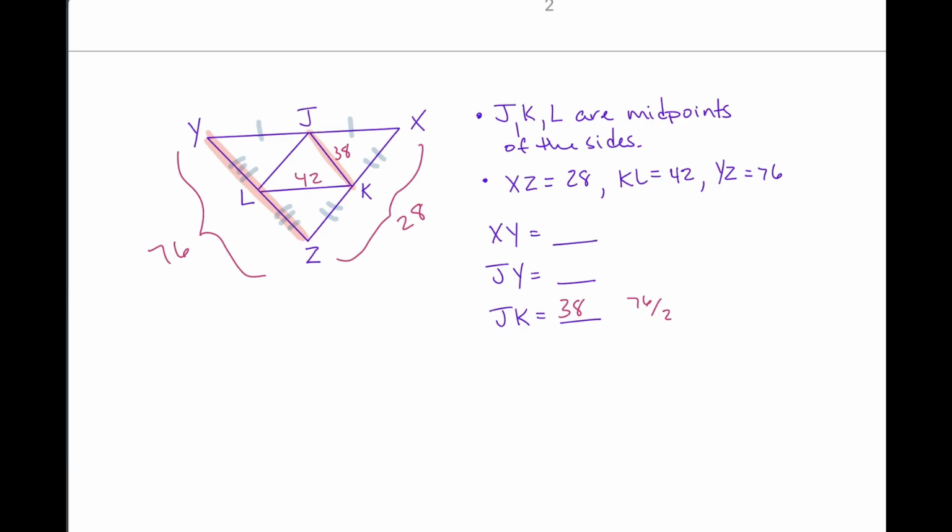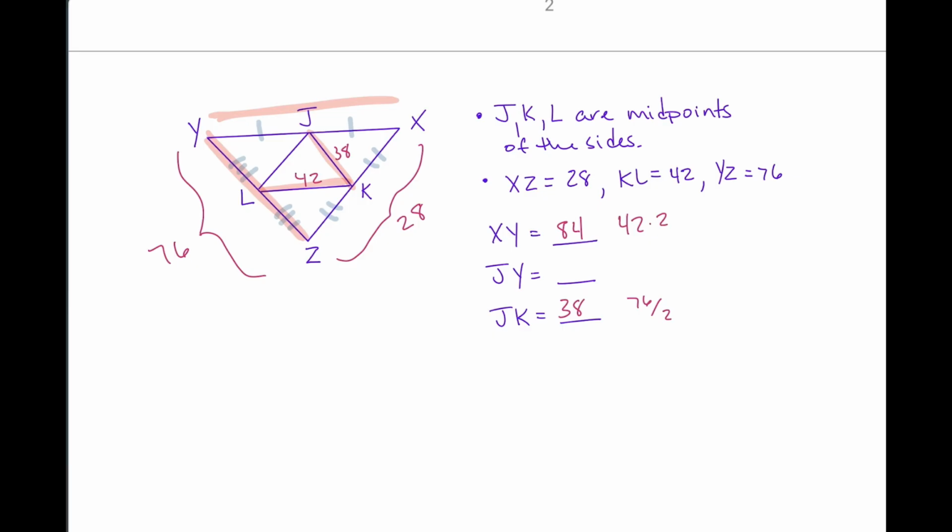So let's go back up to XY. XY is here. Do we have its opposite mid-segment? Right here. The mid-segment is half of it. Since we have the mid-segment, we are going to multiply that by 2. We're going to go 42 times 2, and we get 84.